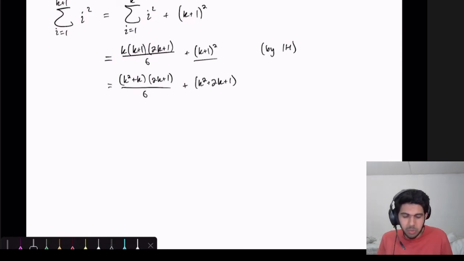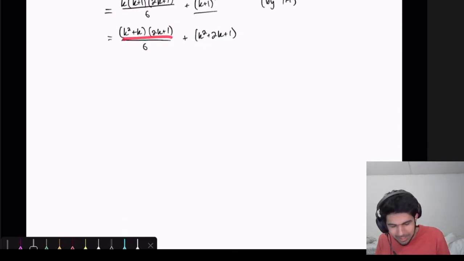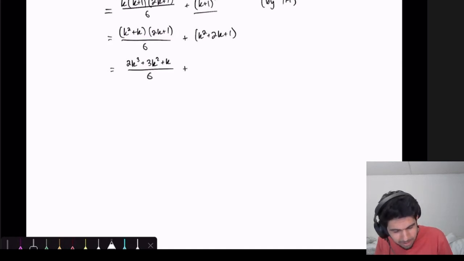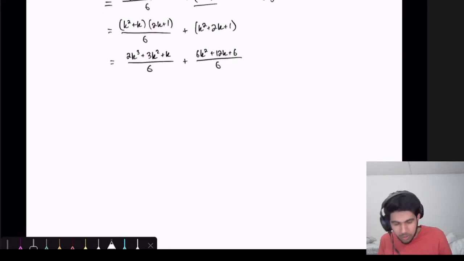Now I want to combine it into one fraction. So we'll make this a fraction, and we'll do this multiplication at the same time. If we do the multiplication first, we'll get (2k cubed plus 3k squared plus k) divided by 6. And then we multiply the second thing by 6 over 6. 6k squared plus 12k plus 6, all of this divided by 6. And now we'll combine it into one fraction. So this would be 2k cubed plus 9k squared plus 13k plus 6, all of this divided by 6.